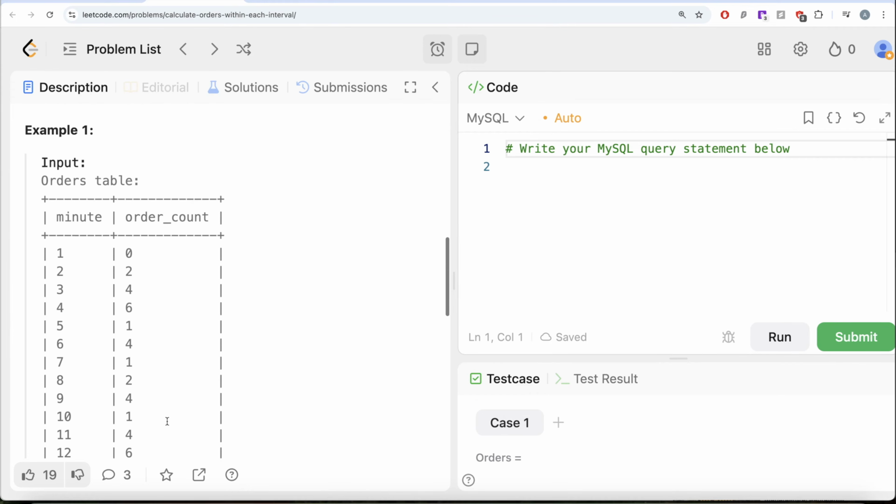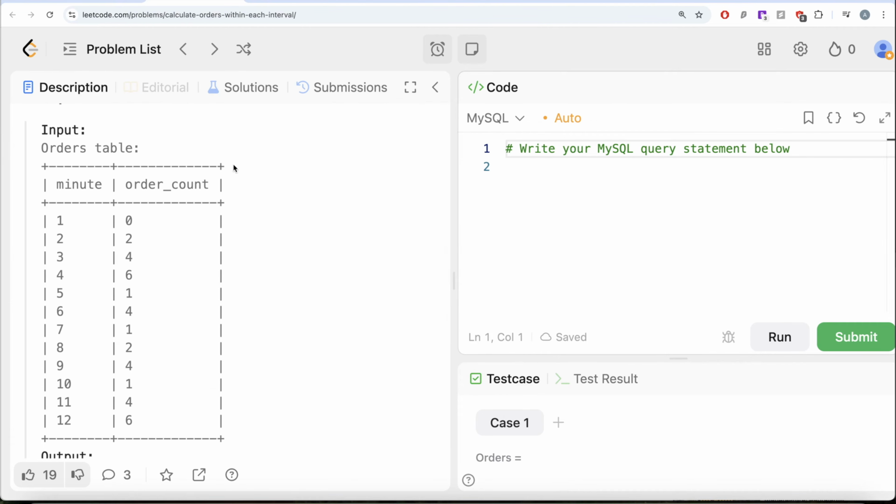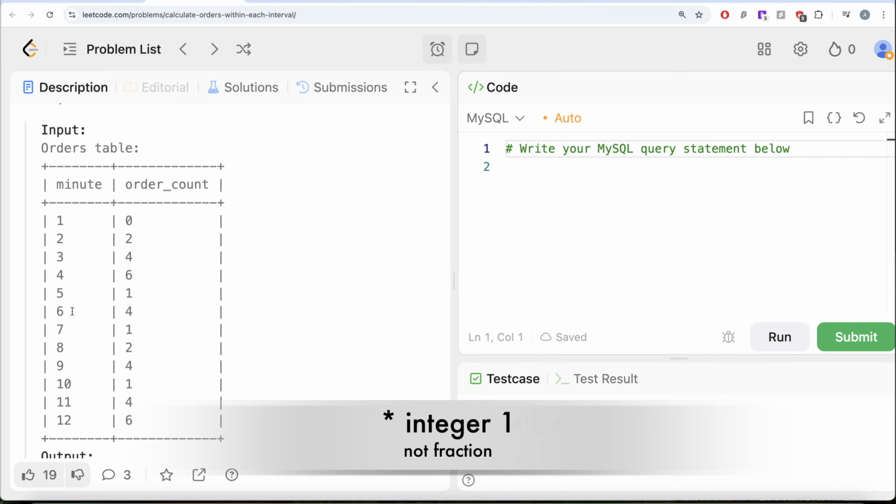To solve this question, firstly, we need to make a column where we identify which particular minute belongs to which interval. So to do that, since there are intervals of 6 minutes each, if you divide each of these minutes by 6, it is going to have a value, right? So for example, 1 divided by 6 is going to have a fraction which is less than 1. Similarly, 2, 3, 4. When you divide 6 by 6, you have 1.